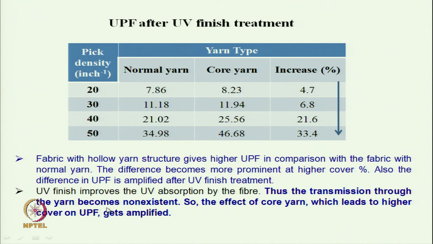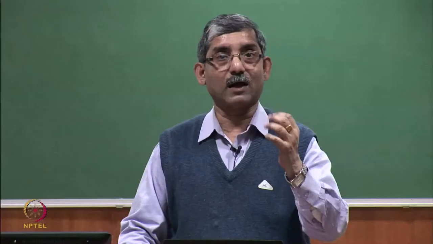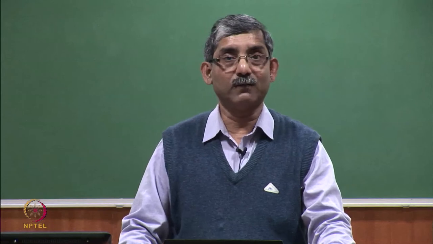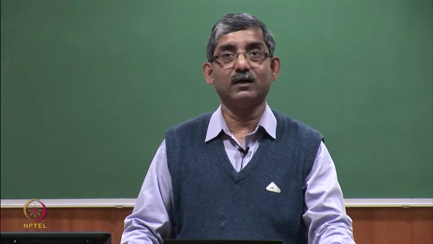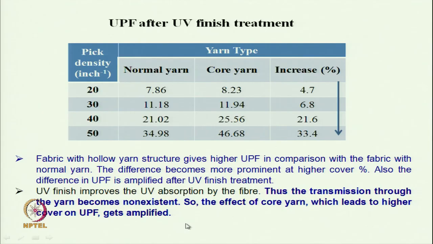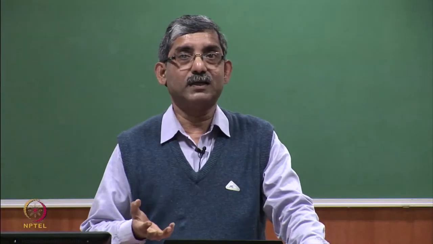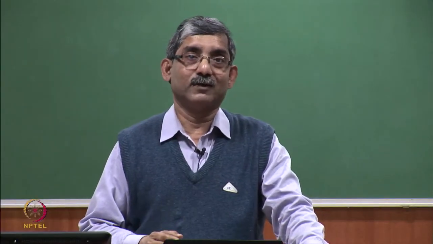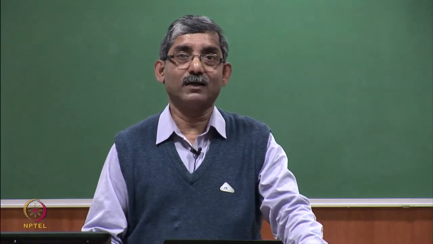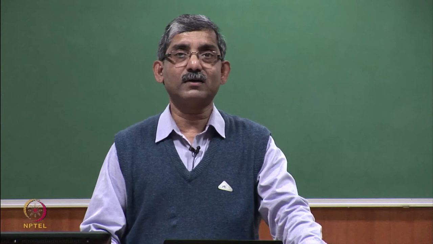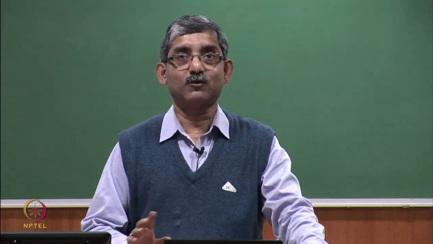The UV finish improves the UV absorption by the fiber itself. Thus, the transmission through the yarn becomes non-existent because the fiber also absorbs the UV. So, the effect of core yarn, which leads to higher cover factor, gets amplified. Whatever flattening took place gets amplified when the fibers start absorbing the UV.